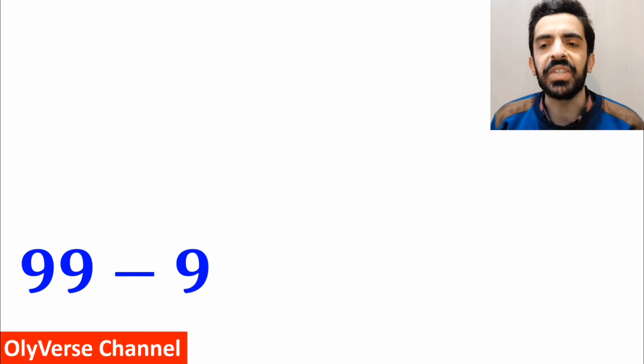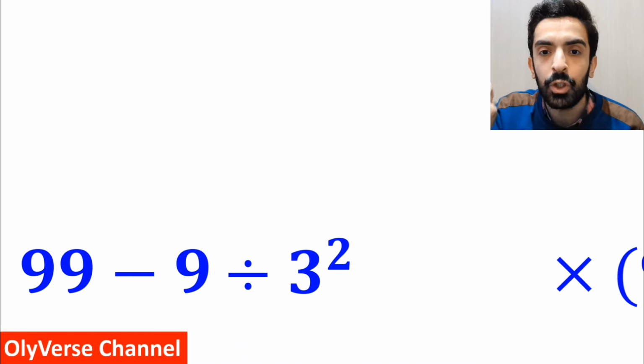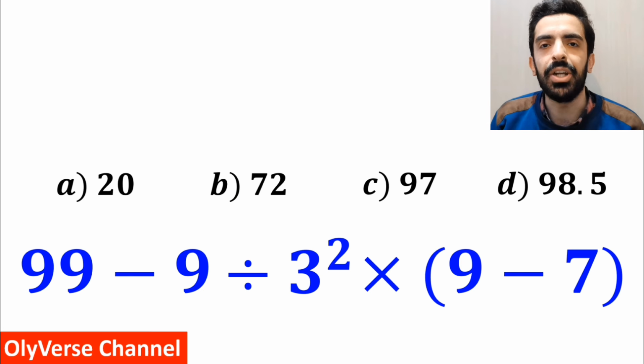What is the value of the expression 99 minus 9 divided by 3 to the power of 2 multiplied by open parenthesis 9 minus 7 close parenthesis? Which option do you think is the correct answer to this question?